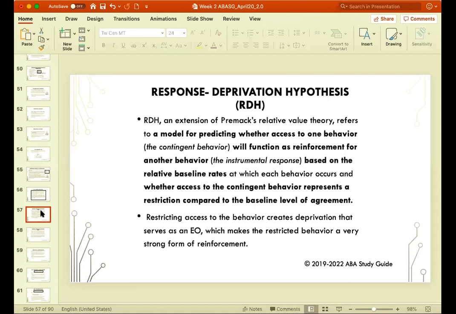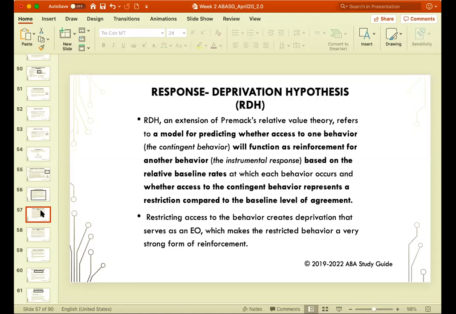Response deprivation hypothesis is just simply an extension of Premack's relative value theory that we just talked about. But what's cool about response deprivation hypothesis is that it takes into account baseline rates. So you have to take the baseline rates, then you apply Premack, okay? So you're predicting whether access to one behavior, which is the contingent behavior, will function as reinforcement for the other behavior. So in this case, the instrumental response is the math.